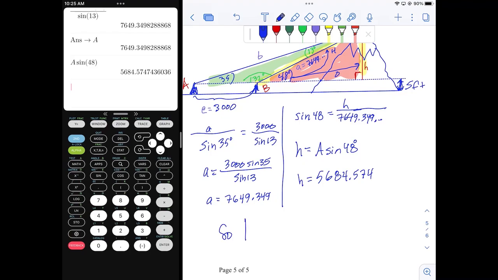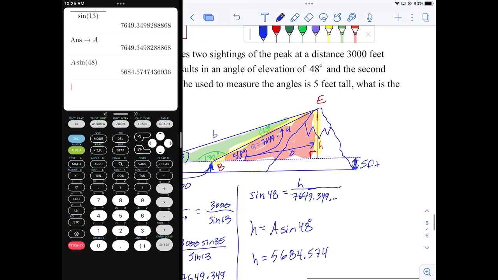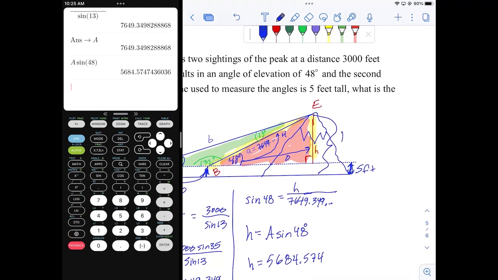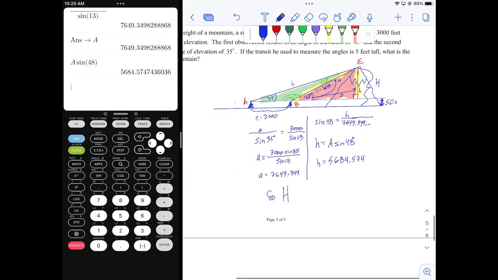So the height, I'll call it big H. Big H is this right here, top to bottom. So big H is equal to little h plus 5, which is 5689.574 feet. Not bad for a mountain. Not bad at all.